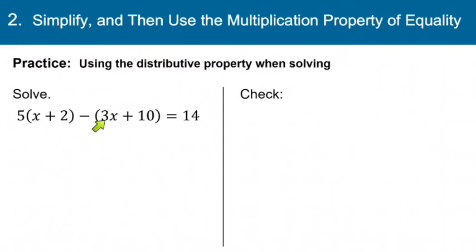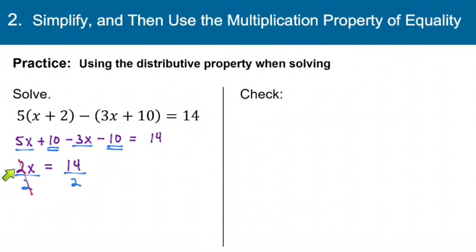So again, we have parentheses. We must eliminate parentheses before we start the solving process. So 5 times x would be 5x. 5 times 2 would be 10. And now distributing the minus sign here, we'll get minus 3x and minus 10, and that's equal to 14. Okay, combining like terms on the left, 5x minus 3x will give us 2x. And positive 10 minus 10 will give us 0, so there will be no other terms on the left, and that equals 14. And now we need to eliminate this coefficient of 2, so we'll divide both sides by 2. The 2's on the left will cancel, and we'll get x equals 7.